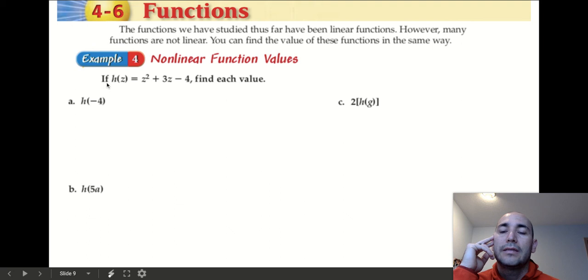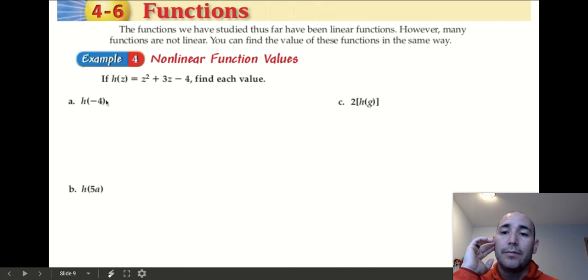So here it says if h of z, remember how you read it, h of z equals z squared plus 3z minus 4. So normally we're inputting x, right? Here they're asking us to input for z. And instead of the name of the function being f, here they name the function h. Again, it doesn't change anything. It's still done the exact same way, okay? So h of z equals z squared plus 3z minus 4.